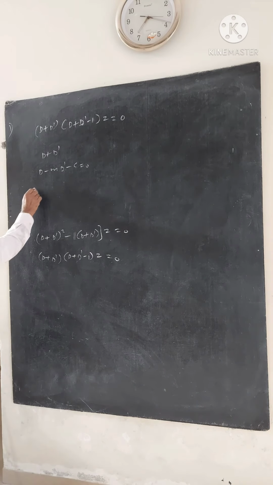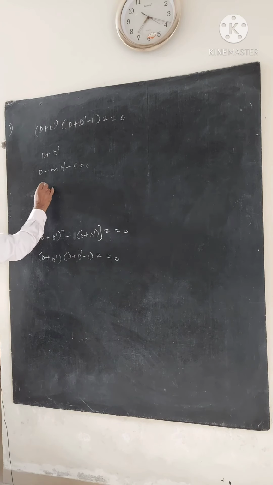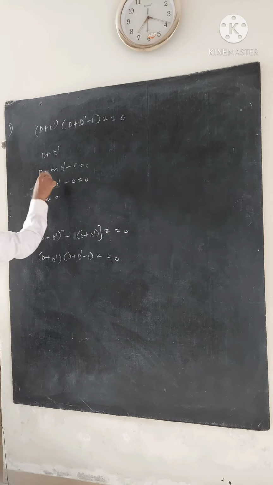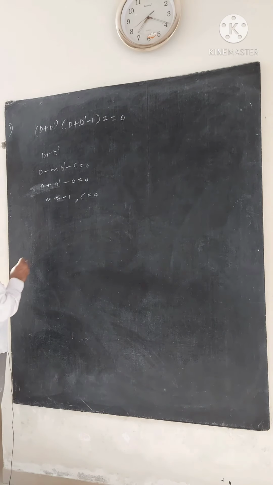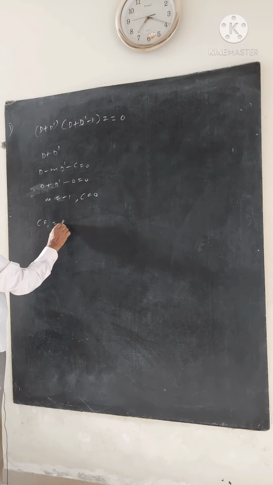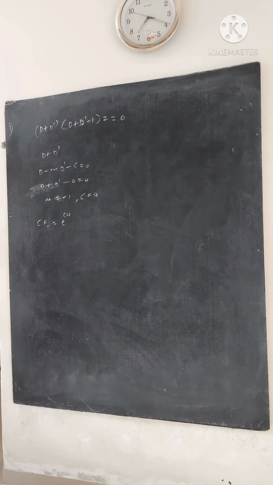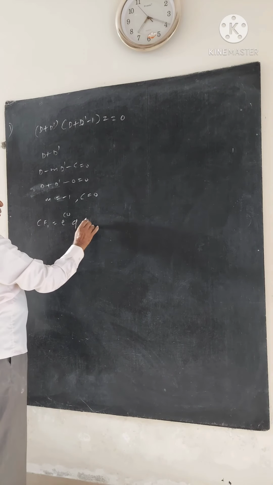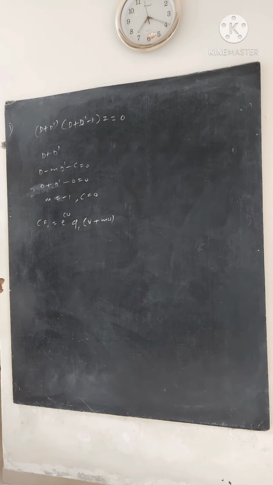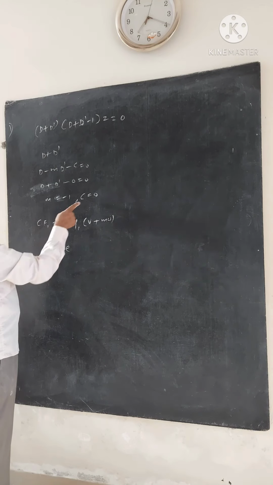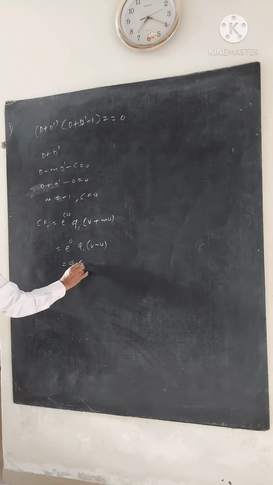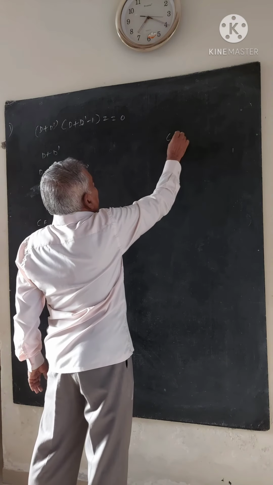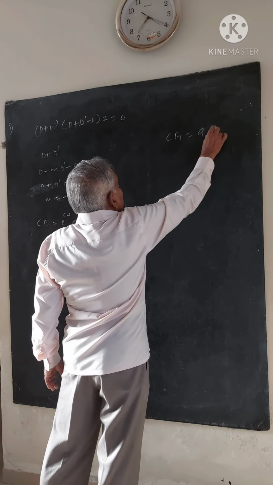Taking the first factor, D + D' equal to 0, of the form D − mD' − c equal to 0. Here x is u and y is v. For CF1, comparing the coefficients, m equal to −1 and c equal to 0. CF1 equal to e^(cu) φ1(v + mu), with c = 0 and m = −1. Therefore CF1 is φ1(v − u).